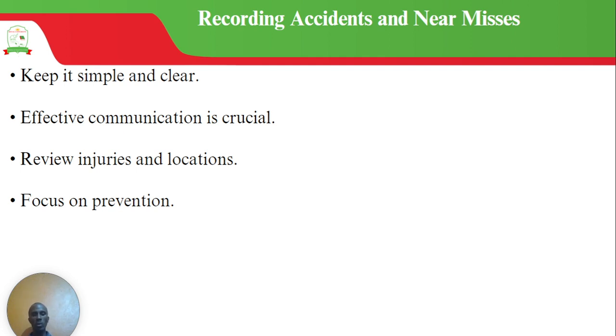Then, after investigating and analyzing the causes of these accidents, we need to record and report these accidents and near misses. When we talk about near misses, we are looking at those incidents that could have potentially caused harm, but did not happen, or that we narrowly missed. So in recording these accidents and near misses, we need to be as simple and clear as possible so that our message is understood. We need to communicate effectively, review injuries and locations, and focus on prevention.